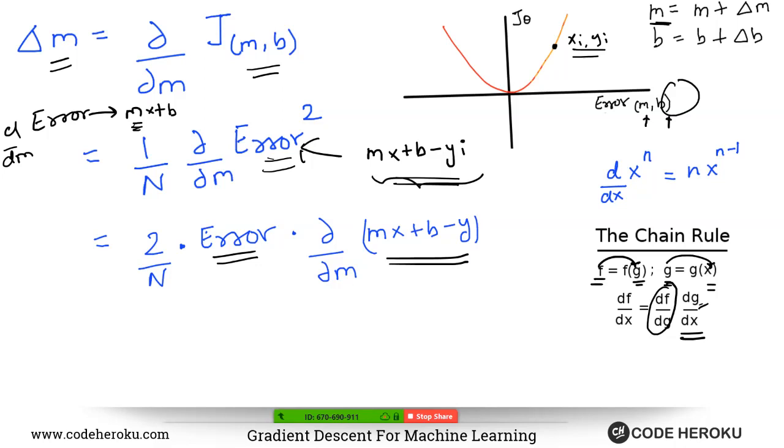Can you get the answer for this one? D by dm mx plus b minus yi. Note that in our world, the only variable is m. We are doing a partial derivative with respect to m. Everything else should be constant, right? For we are doing it for that one particular point. For that one particular point, x and the y's are also constant. So can you get the value of this for me? D by dm mx plus b minus y.